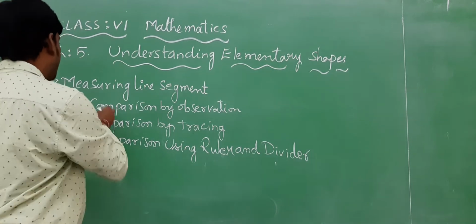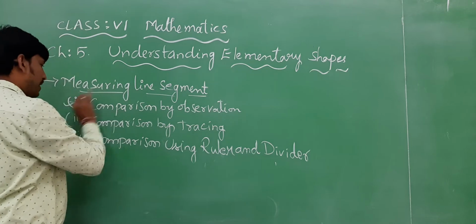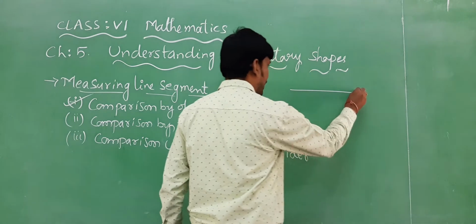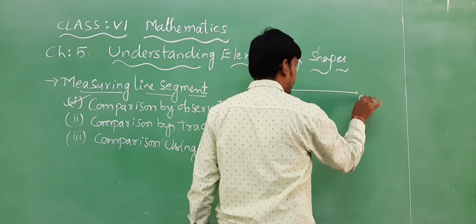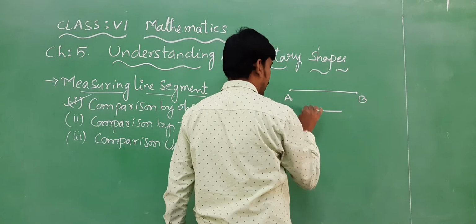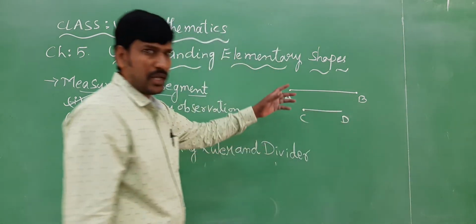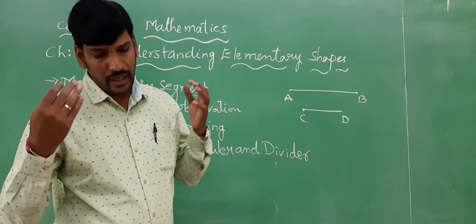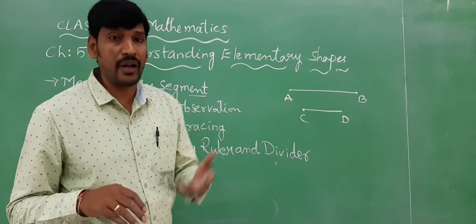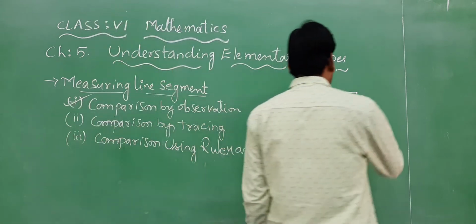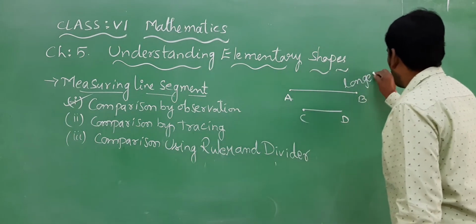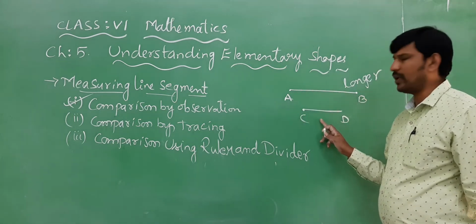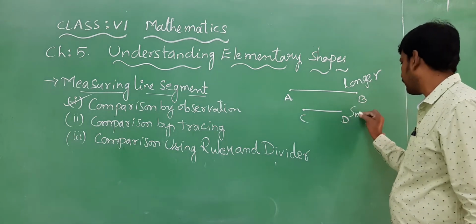Right children, so measuring line segments. The first one is comparison by observation. Children, I am drawing two line segments here. AB is one line segment and CD is one more line segment. Now, by observing these two line segments, can you say which one is the larger or bigger one, and which one is the smaller one? Which is the longer? Which is the smaller? This is the longer one. From here to here the length is more compared with CD. This is a smaller one.